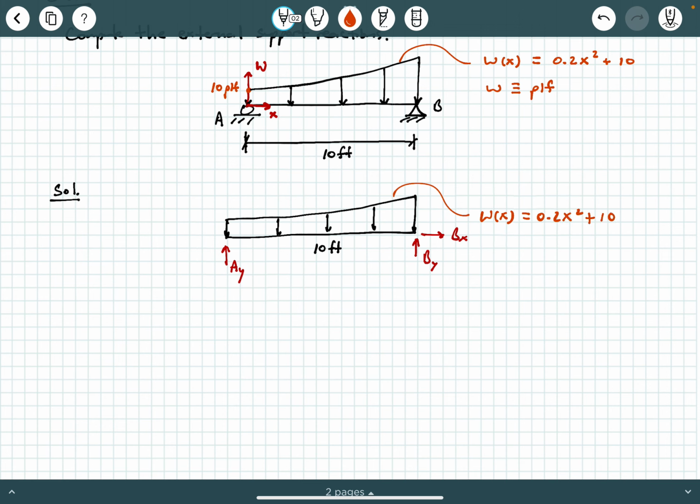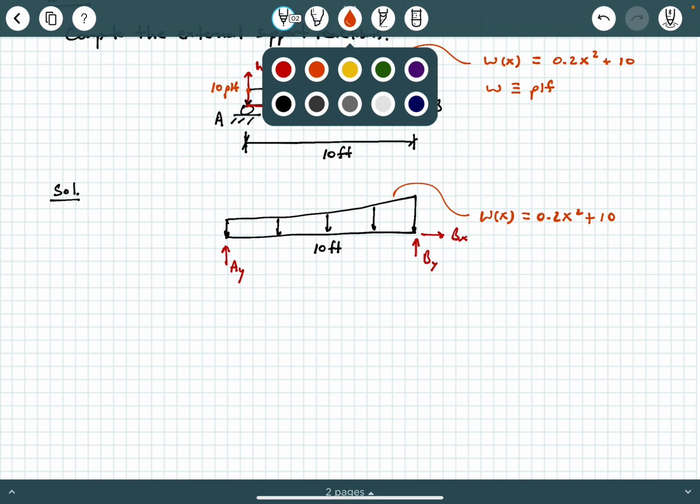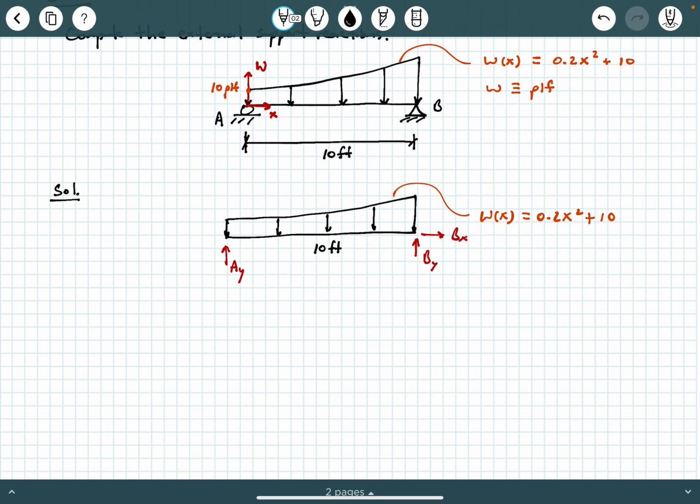Okay? So we can look at this and hopefully immediately notice that if we sum forces in the x direction, calling things pointing to the right positive, we'll see that Bx comes out to be 0. So that's a pretty trivial part of the solution. Now, how do we get Ay and By?